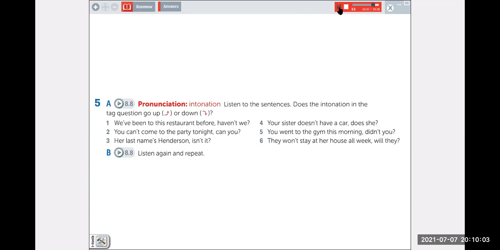6. They won't stay at her house all week, will they? They won't stay at her house all week, will they? Will they?